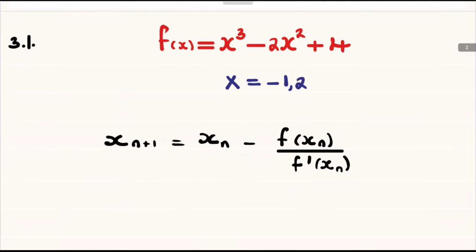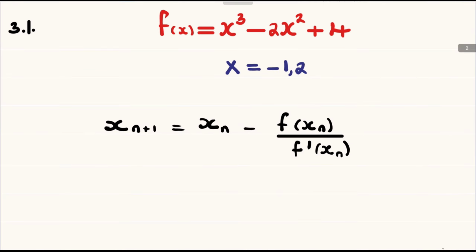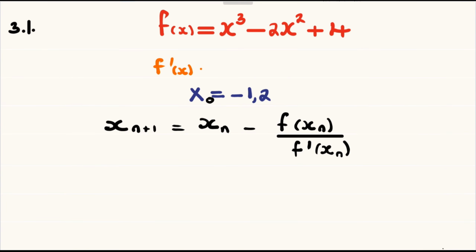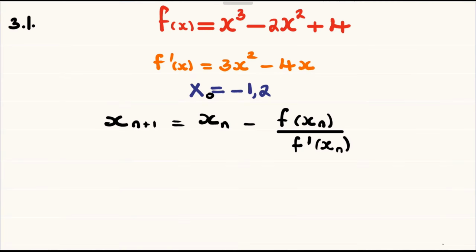Our n always starts at 0, and that negative 1.2 is our x0. We have to differentiate f of x so that we can substitute the negative 1.2. So f prime of x will be equal to the derivative of x cubed, which is 3x squared. The derivative of negative 2x squared is negative 4x. And the derivative of that 4 is 0.